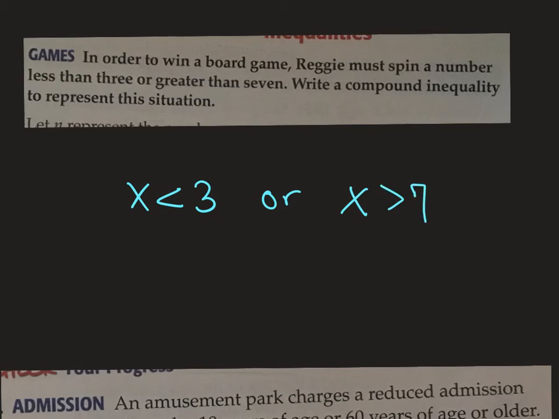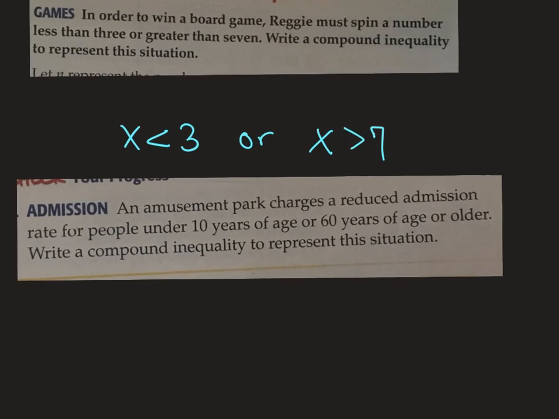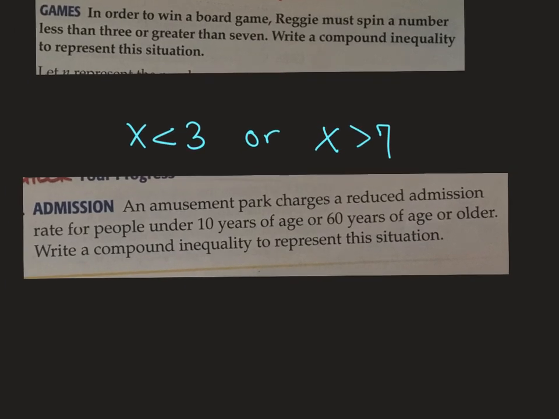And I'm done. That's all you have to do. We're done. Let's look at this question. An amusement park charges a reduced admission rate for people under 10 or over 60 years of age. Write a compound inequality. Have you already figured out what it's going to look like? Under 10 or over 60.